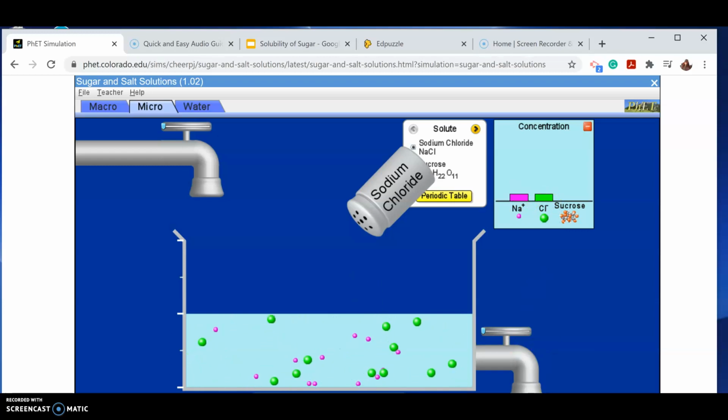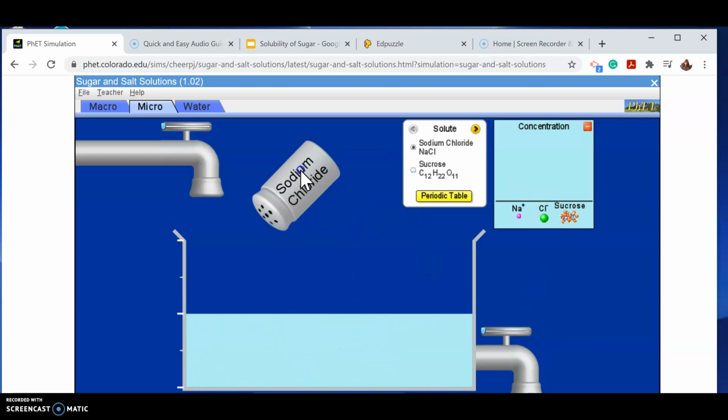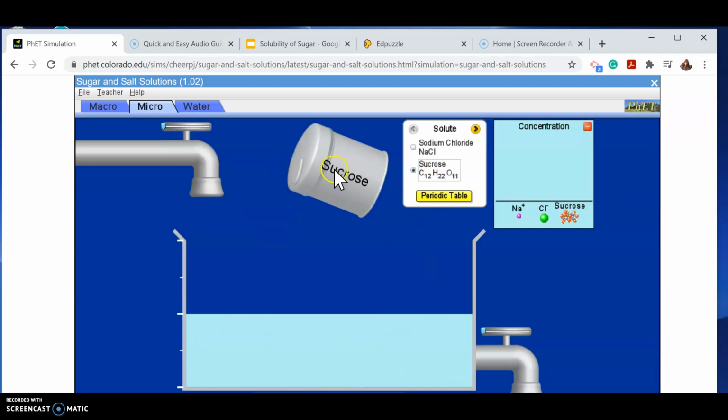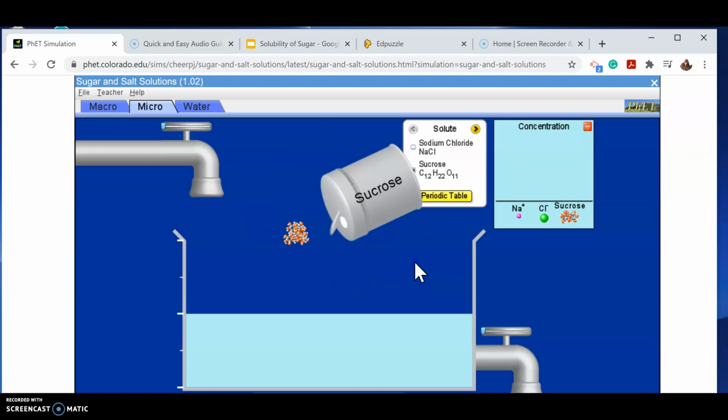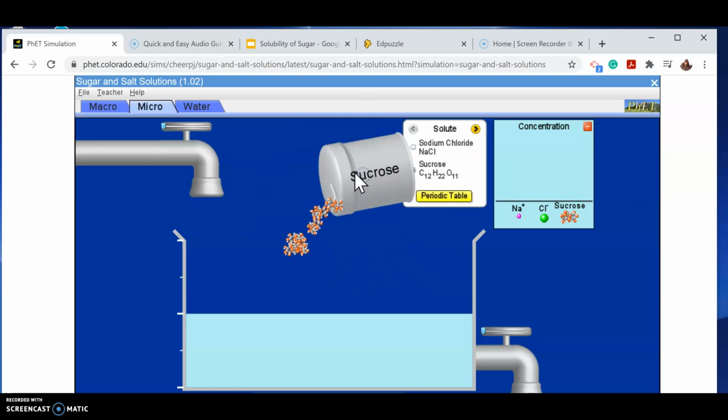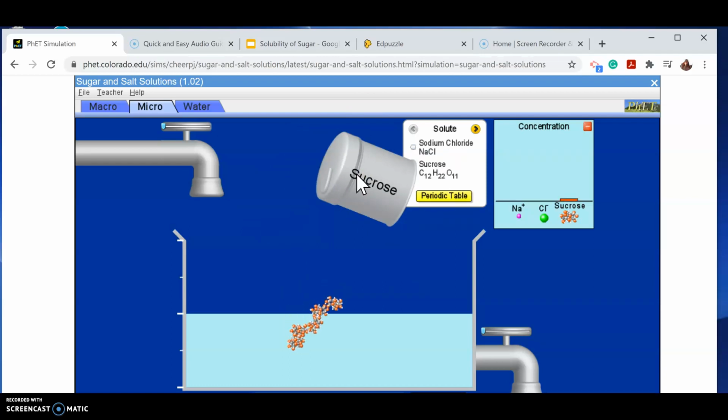And what happens if we do the same thing now with sucrose instead? I'm going to shake some sucrose molecules onto our solution. And notice the sucrose still stays attached. The carbons, the hydrogens, the oxygens still stay together as a unit of C12H22O11, but the individual sucrose molecules separate from each other. So a little different. With sodium chloride, the sodium and the chloride separate, but with sucrose, the carbon and the hydrogen and the oxygen do not separate from each other.